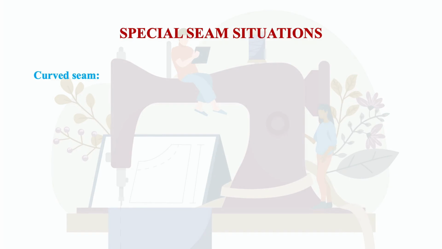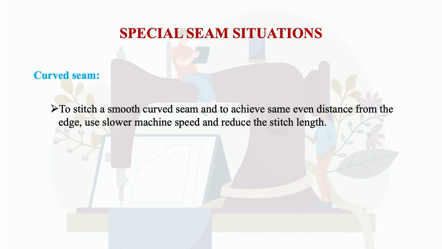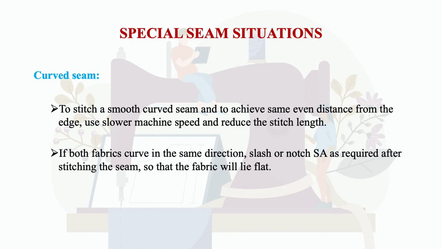Next is the curved seam situation. We can stitch a smooth curved seam, like the armhole section or the neckline. To achieve the same even distance from the edge, use a slower machine speed and reduce the stitch length. When stitching the curved part of the garment, we slow down the machine speed and reduce the length of the stitch compared to the other parts. If both curves are in the same direction, slashing and notching the seam allowance is required after stitching the seam, so that the fabric will be very flat and look perfect.